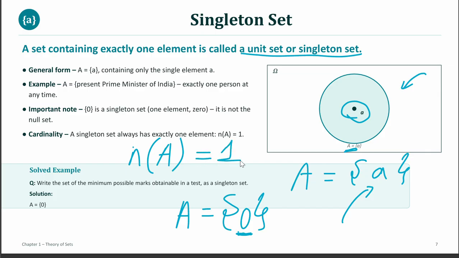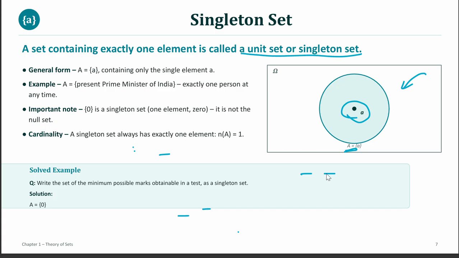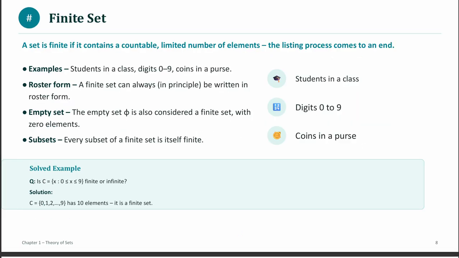What is n of A? The number of elements in set A. Okay, it is always 1 in the case of a singleton set. Now let us see the example here. It says, what is the minimum possible marks obtained in a test as a singleton set? Okay, so we have to write the set basically. Now the minimum possible marks could be 0, considering that we have no negative marks. So we can write it like this. So it is an example of a singleton set or a unit set.